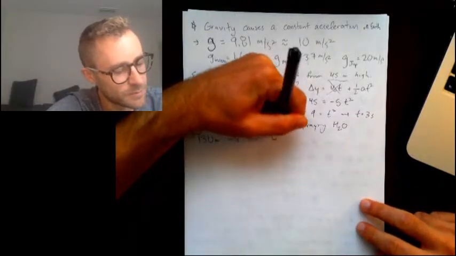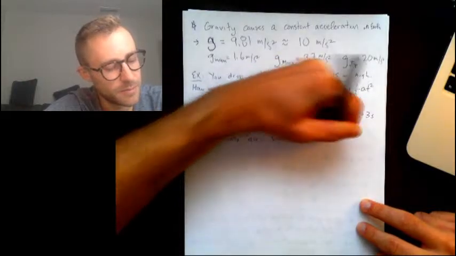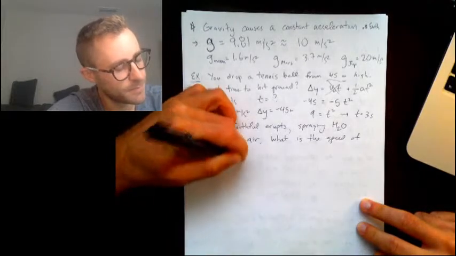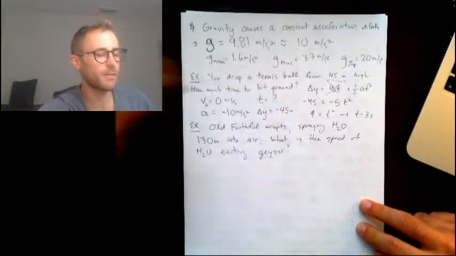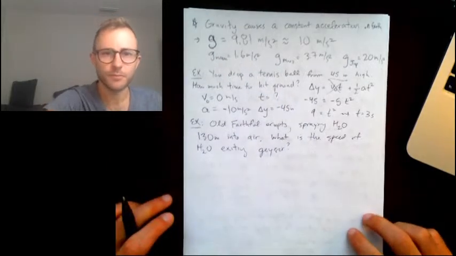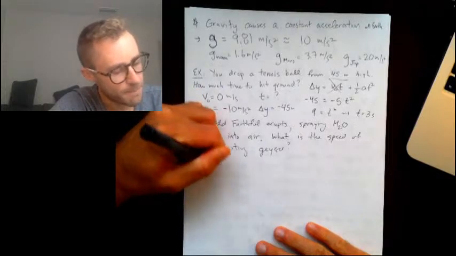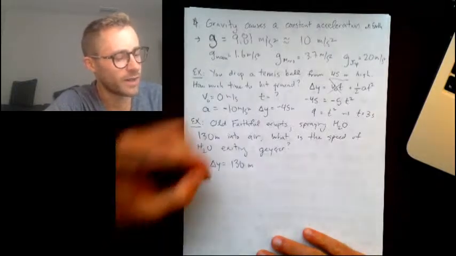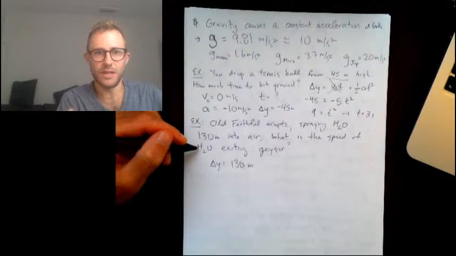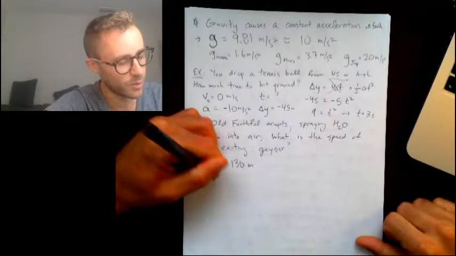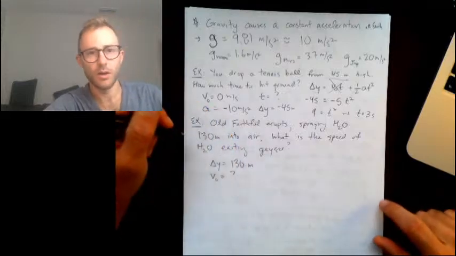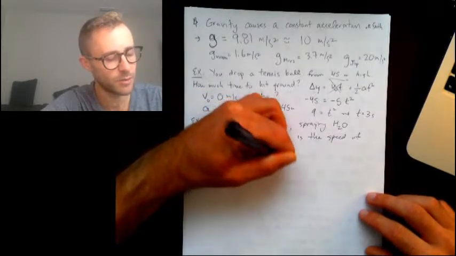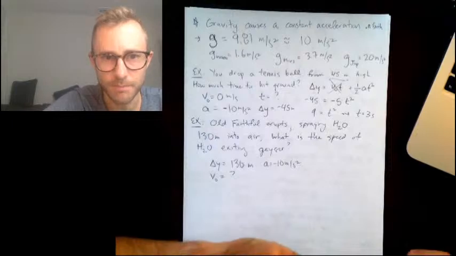What is the speed of the water exiting the geyser? Okay, so we have that delta y is 130. We want to get the speed of the water exiting the geyser. So that's the beginning of this water as it erupts. So we want to know what is v initial. We know that the acceleration is gravity, so the acceleration is -10 meters per second squared. And we need one more piece of information, okay?